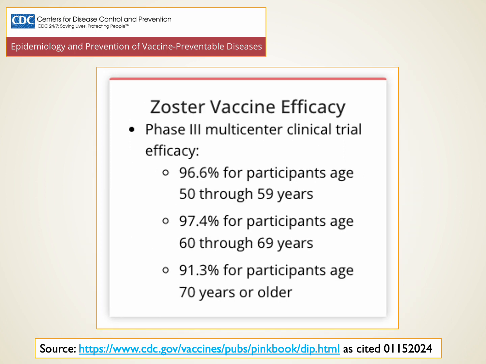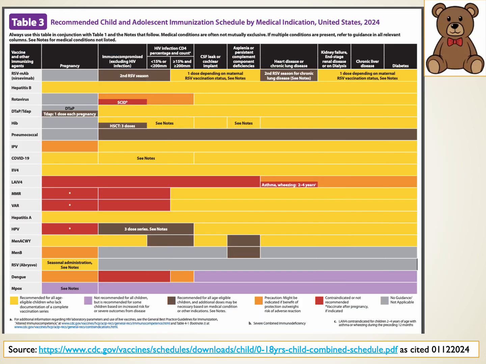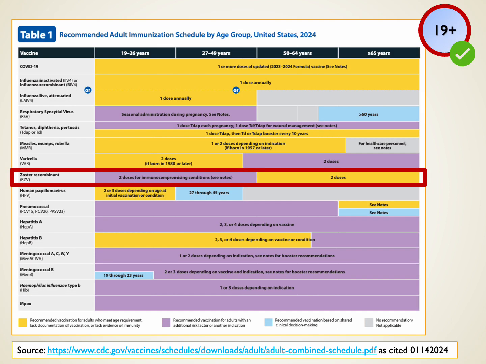The vaccine is highly effective, in the range of 95% or so. And it is not a pediatric vaccine. In adults, it's for those over the age of 50, or under the age of 50 if you happen to be immunocompromised and haven't had varicella vaccination.